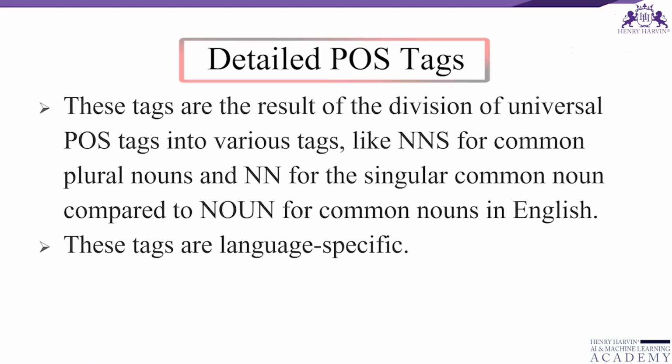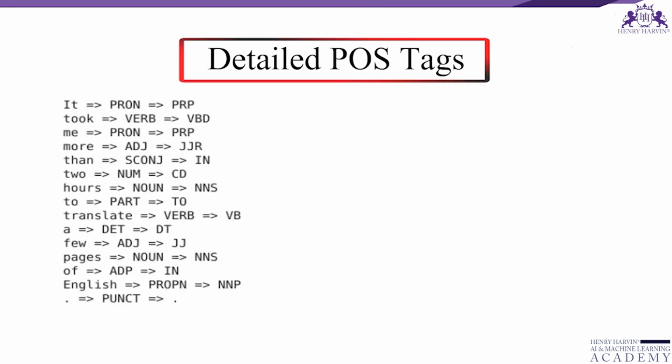So these tags are language specific, right? Fine. So now we understand why we study POS tags, and we also know what POS tagging is and how it is done. So let me show some examples. Look at the example above: it is PRON, took is verb, me is pronoun, more is adjective, than is SCONJ, to is NUM. NUM means it is basically a number, numerical. And has is noun, to is particle, translate is verb. So all these things are given.